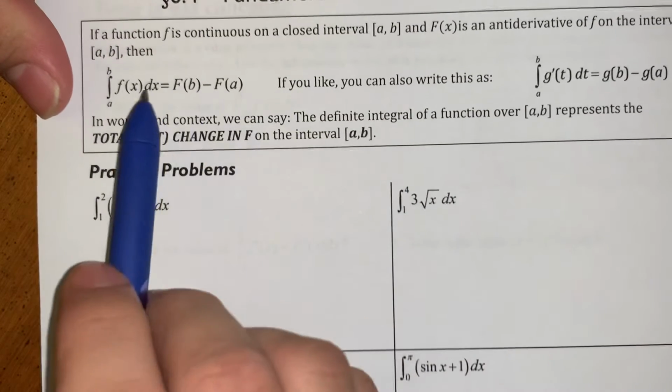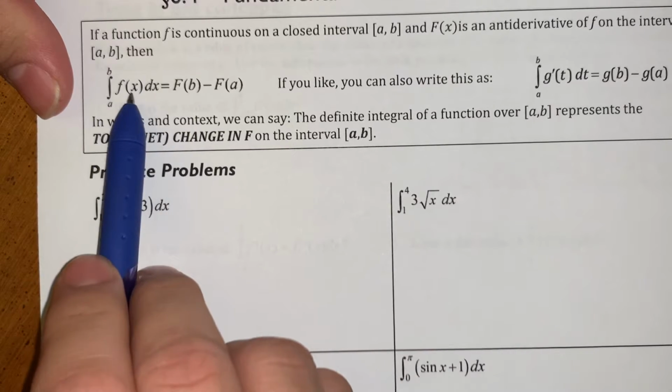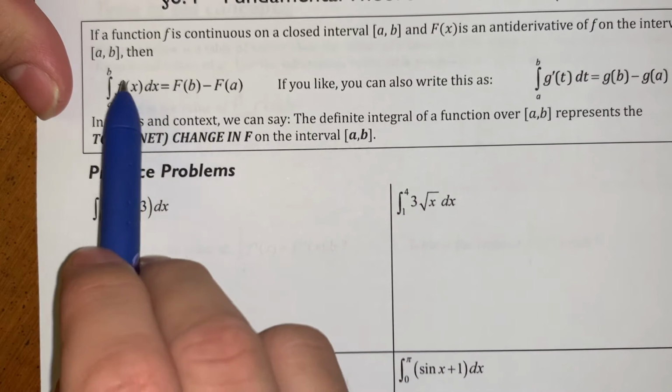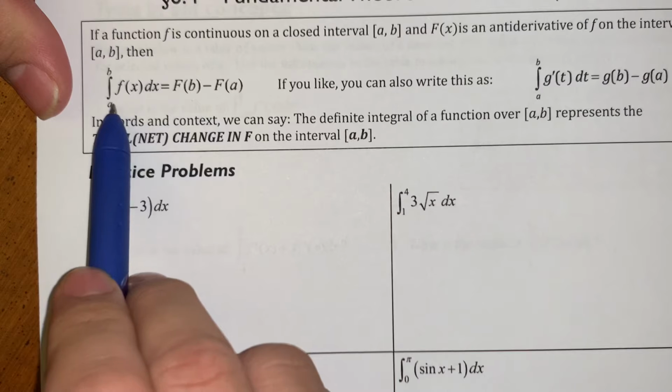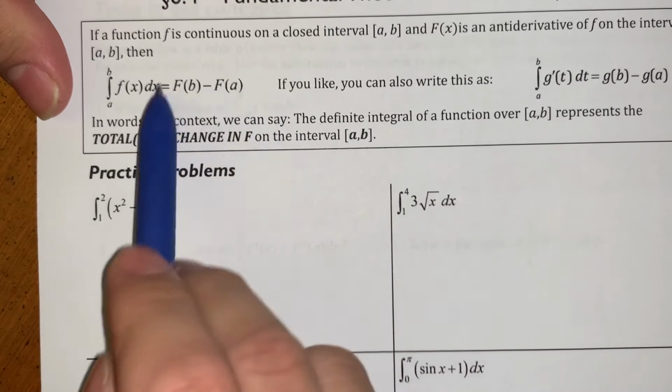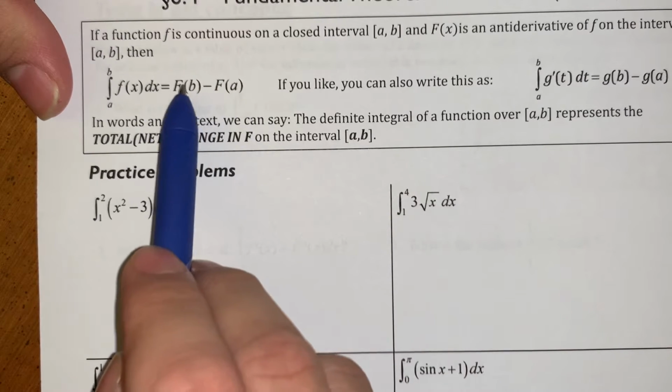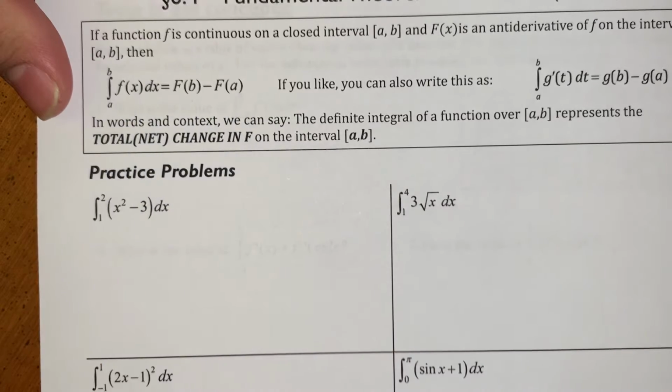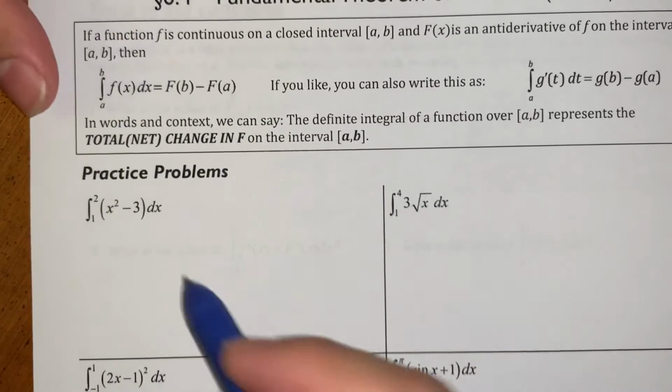All you got to do is integrate your function. Then at the end, plug in your upper bound, and you get a value. Then you subtract from that whatever value you get from plugging in the lower bound. That's it. It's really straightforward. So I'll do this first one with you guys.